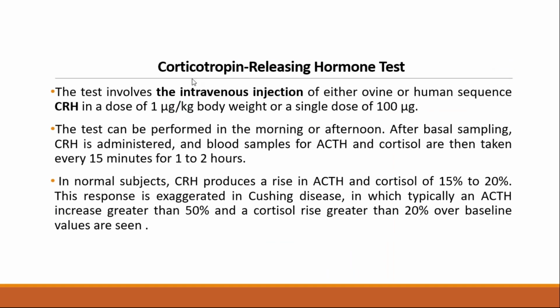Now, talking about the corticotropin releasing hormone test. The test involves the intravenous injection of either ovine or human sequence CRH at a dose of 1 microgram per kg body weight or a maximum dose of 100 micrograms. This test can be performed in the morning or afternoon. After basal sampling for ACTH and cortisol level, we inject CRH, and blood samples for ACTH and cortisol are then taken every 15 minutes for 1 to 2 hours.